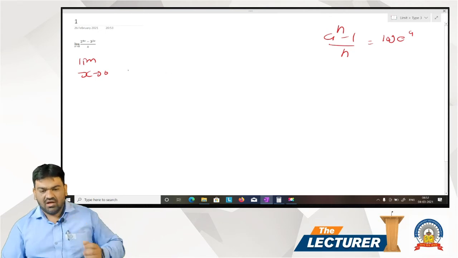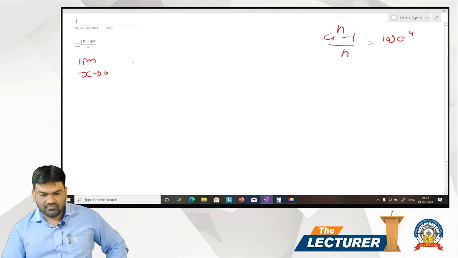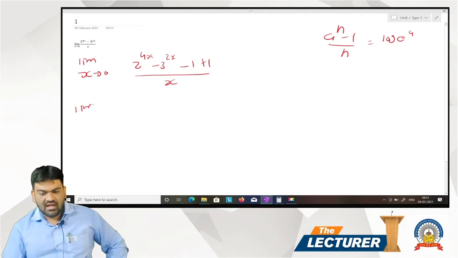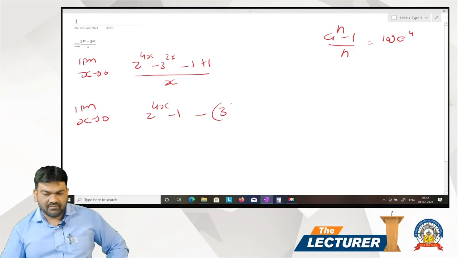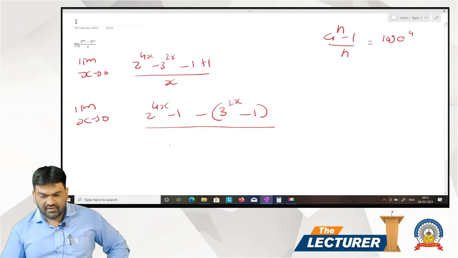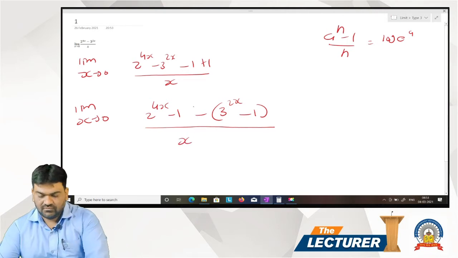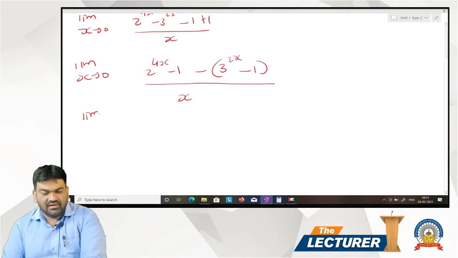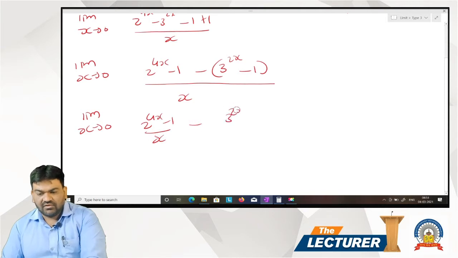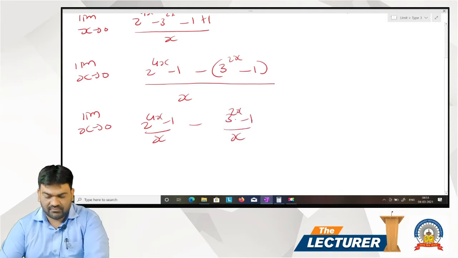We require minus 1, so limit x tends to 0, 2 raised to 4x minus 3 raised to 2x minus 1 plus 1 divided by x. Limit x tends to 0, 2 raised to 4x minus 1 minus, we keep it in a bracket, 3 raised to 2x minus 1, so minus is given, which means the inside sign will also change, divided by x. Limit x tends to 0, 2 raised to 4x minus 1 upon x, 3 raised to 2x minus 1 upon x.